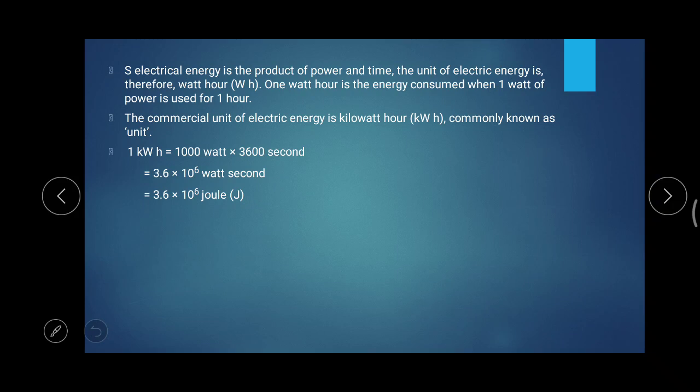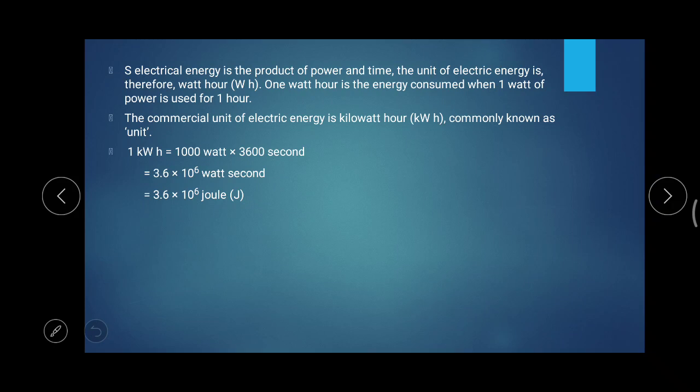So the electrical energy is the product of power and time. So watt hour is the unit of the electrical energy consumed. But commercially or commonly we use the unit kilowatt hour, which is also known as a unit. 1 kilowatt hour is also known as a unit.